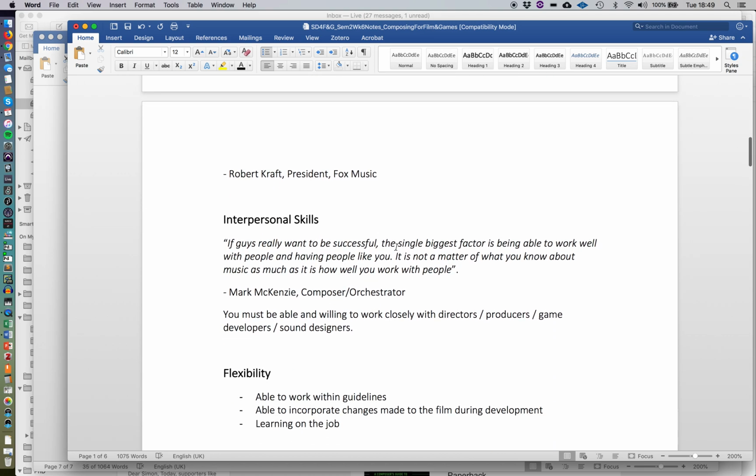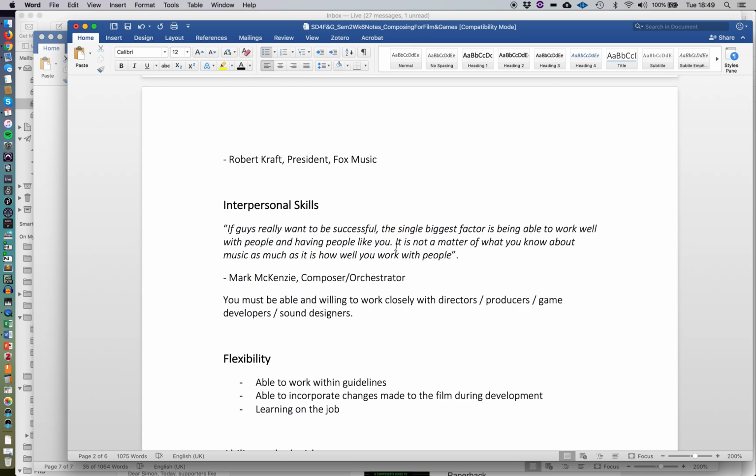Interpersonal skills are really, really key. I've been banging on about this quite a lot. Yes, you can be a very good musician, very talented, working on your own, but working with other people in such a collaborative environment, such as the film and games industries, then you need to be able to collaborate. So here's a quote by Mark McKenzie.